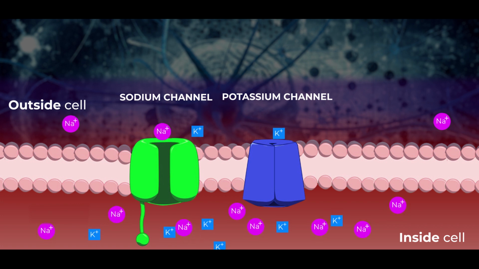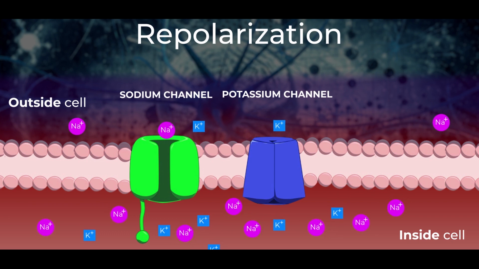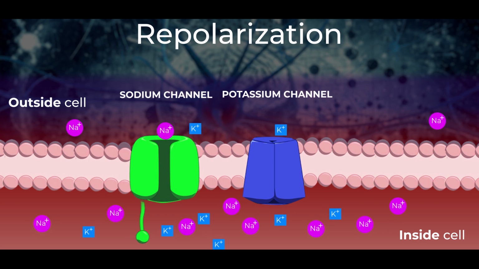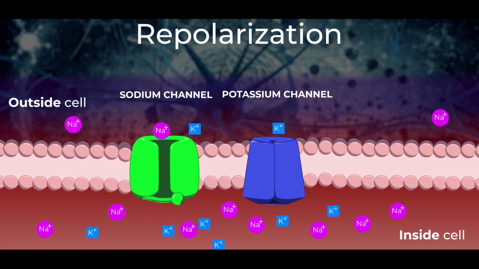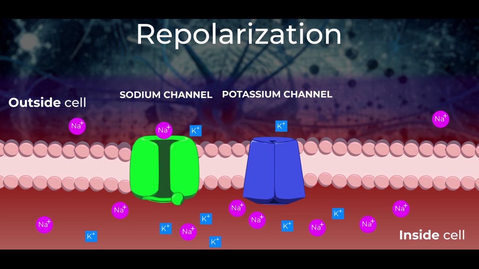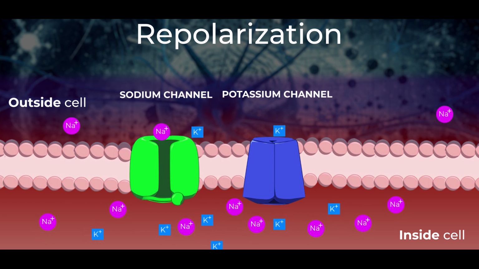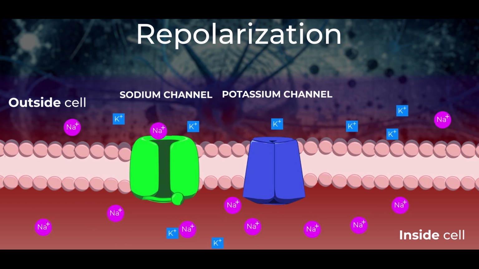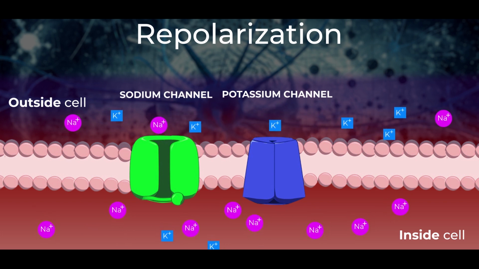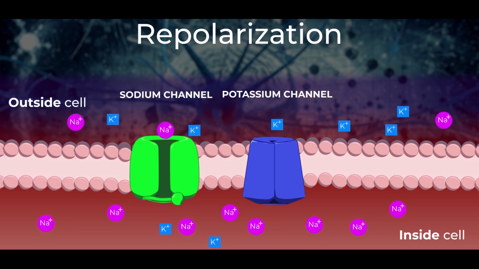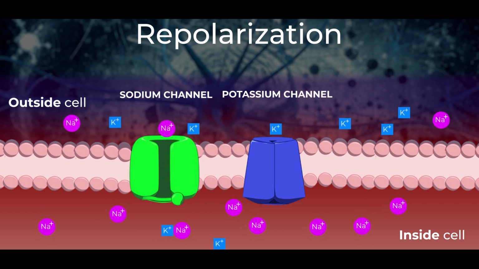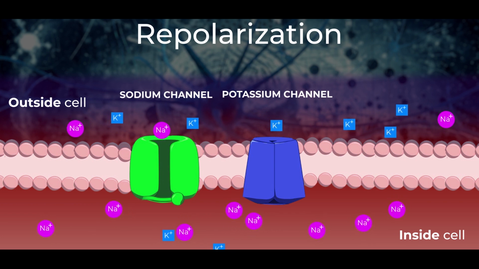Then the third step is repolarization. The permeability to sodium ions decreases and the sodium channel starts to close. But at the same time, the potassium ions are pumped out from the exoplasm to the outer part of the cell membrane until the original resting potential is restored. This process is known as repolarization.